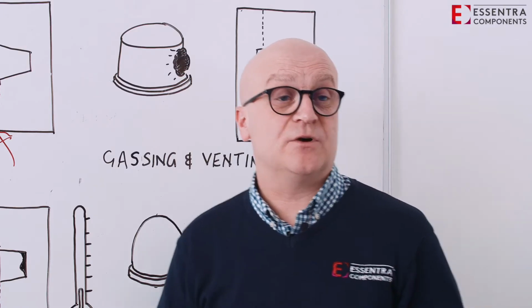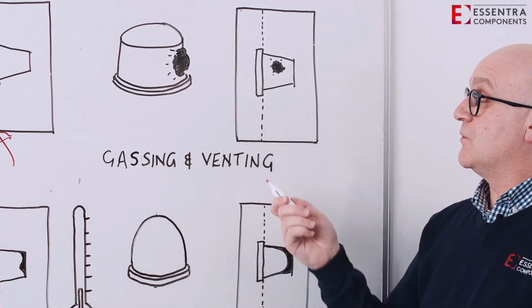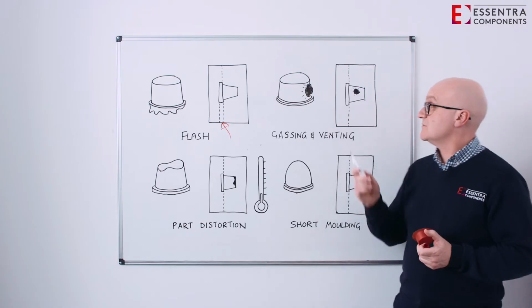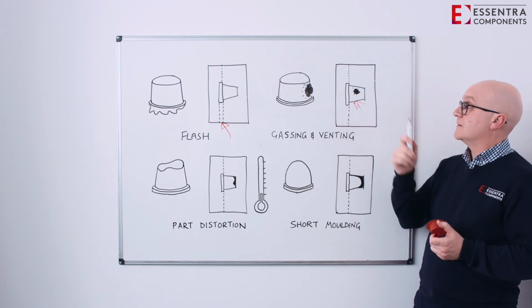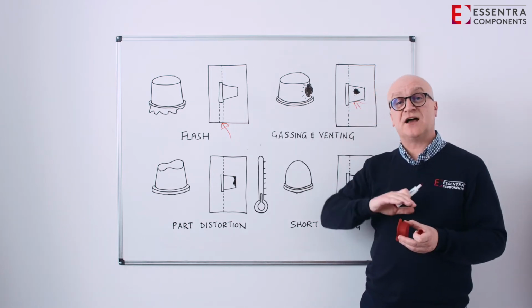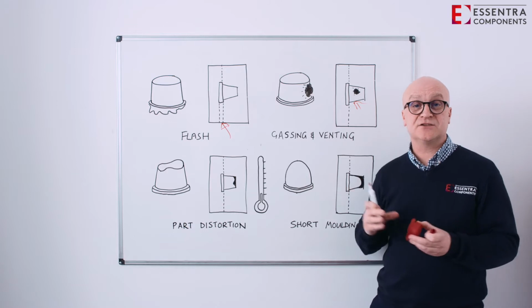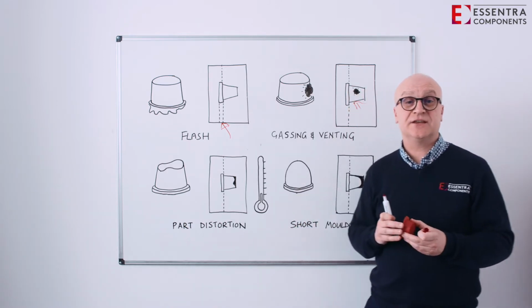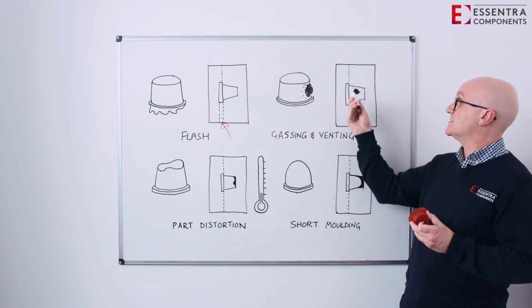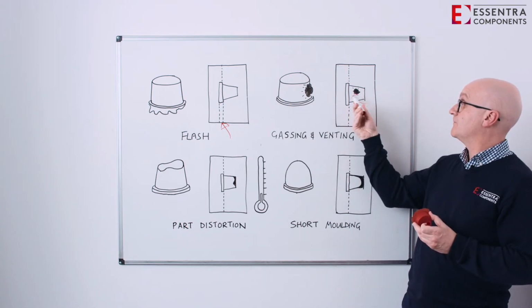Let's talk about the next one. So let's take a look at what we call gassing and venting. As the material flows into the tool, obviously the cavity is empty. We start injecting the molten plastic into the tool. The air has to escape from the tool, and if it doesn't, it causes a problem and we can get some defects on the part.